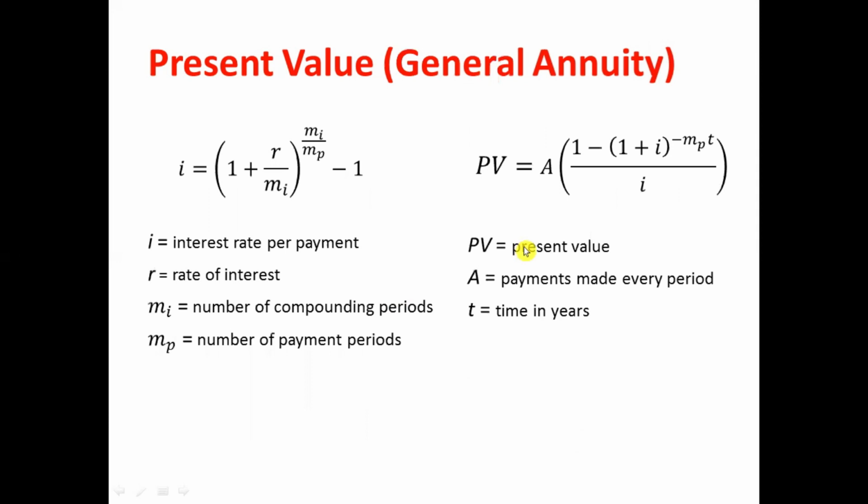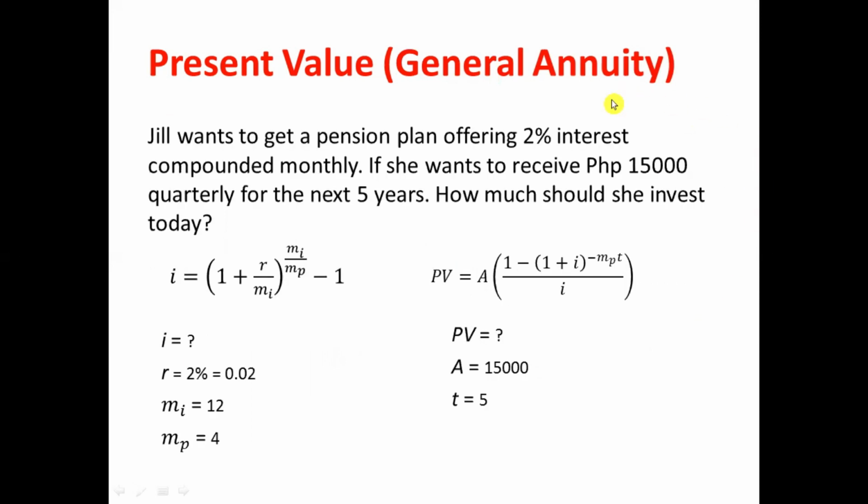Now, for general annuity, just like in the future value of general annuities, we also need to find i. So, it's almost the same except our present value formula changed, it's no longer the future value. So, the same: r is the interest rate, m sub i, m sub p, the a or payments made every period, and then t is time in years. So the same process, we find i first, then substitute i into our present value formula.